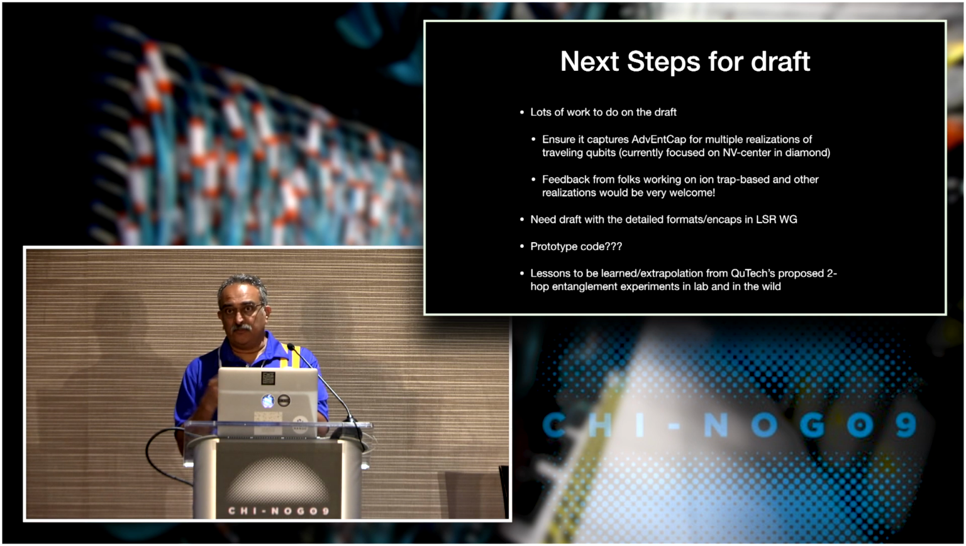For example, if I talk about fidelity, what are the units and how do you actually express it in ISIS or in OSPF, and so on. So we need that draft, but we also need feedback from other people to say how they would like to see this draft progress. If we get that far, then hopefully we write some prototype code and put that in this quantum simulator. And then we also take information from QTech's proposed 2-hop entanglement, which they're supposed to do this year. I'm not sure where they are exactly. And then from there, we see how this would go forward.